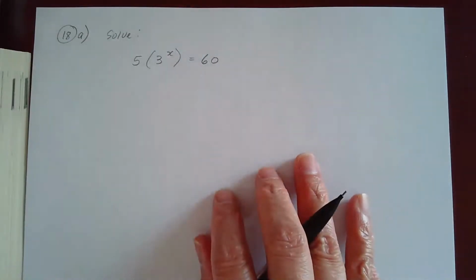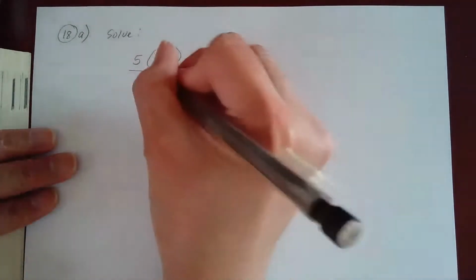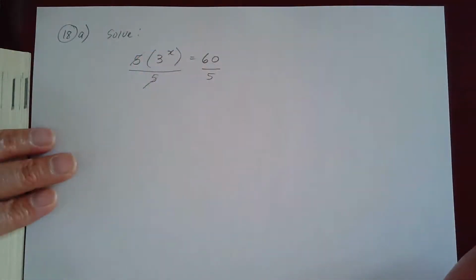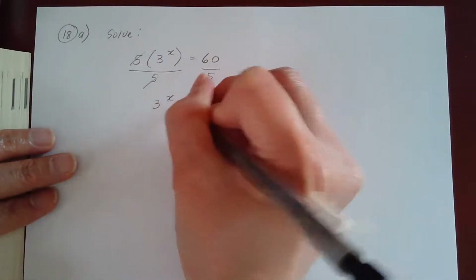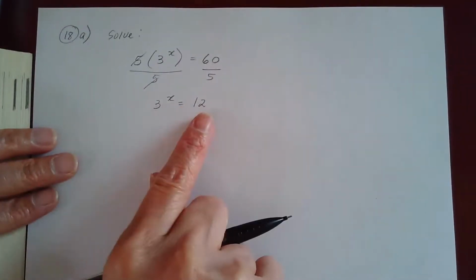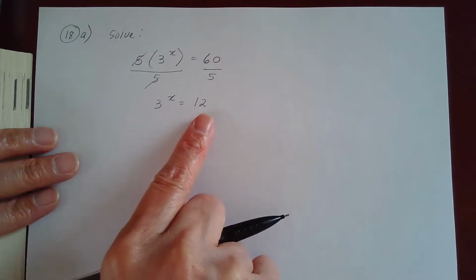Okay, so this one here is an exponential equation. So divide both sides by 5. 5 cancels. So now we're left with 3 to the x equals 12. Okay, now we're going to get into this solution where 3 to the x equals 12.